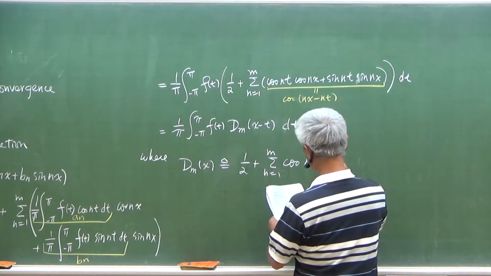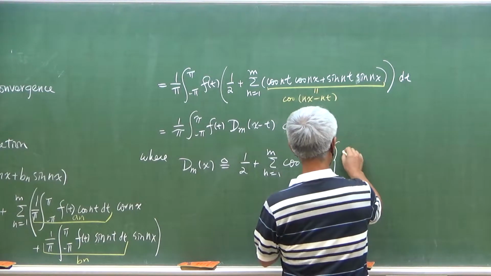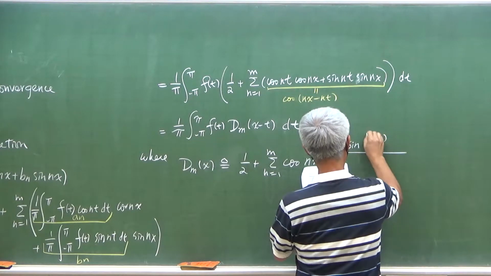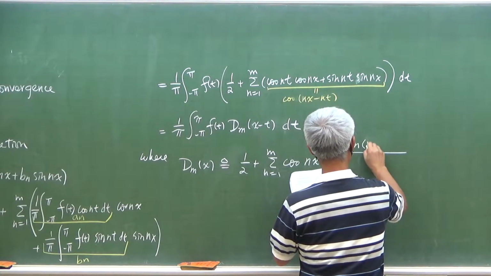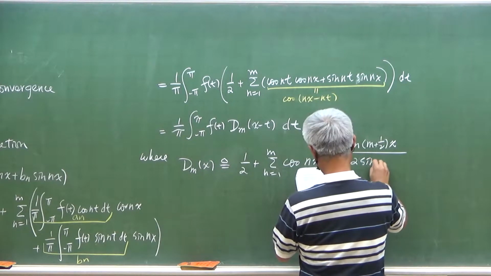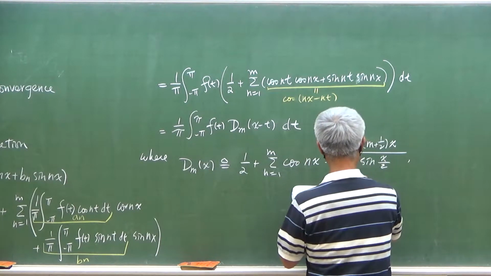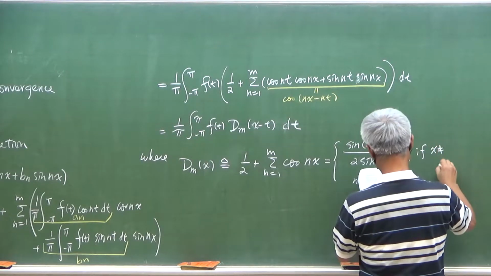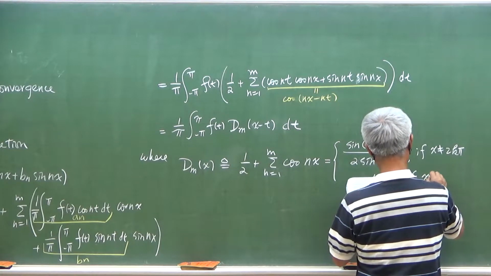Okay. And we can combine them together, so that this one should be sine of (m plus 1/2) x, over 2 sine x over 2. Okay, and this is m plus 1/2. Here x is not equal to 2 pi. If x equal to 2 pi.